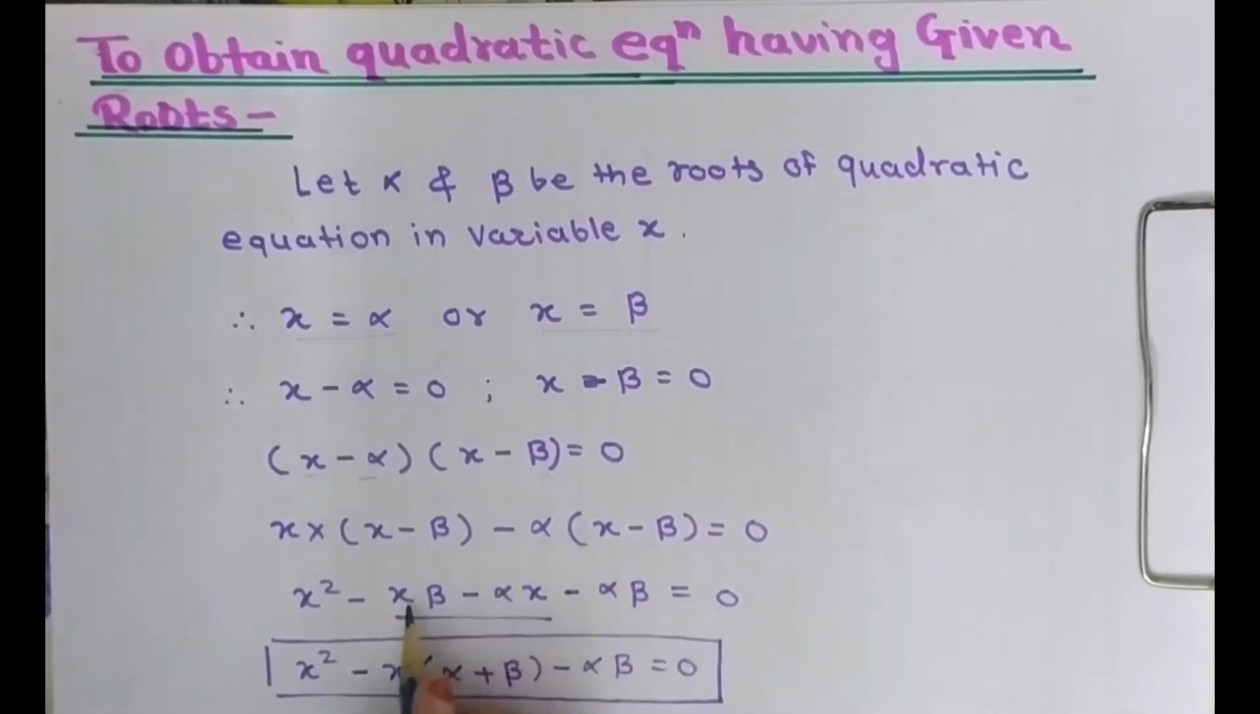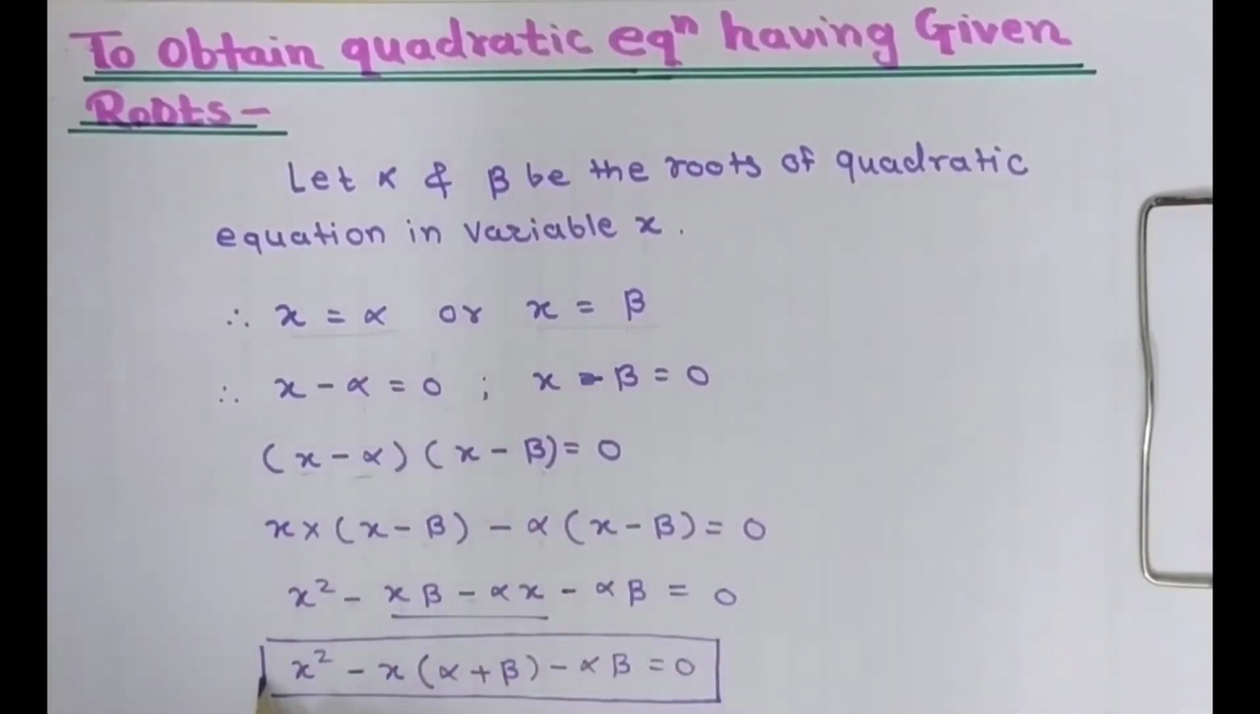Now look at these two terms. What is common? x is common, and in the bracket, minus x is common. So minus x is common, and in the bracket alpha plus beta, then plus alpha beta. From these two given roots we can find the quadratic equation. So this is the formula for finding the quadratic equation: x square minus (alpha plus beta) x plus alpha beta.